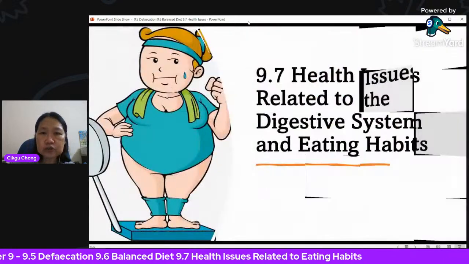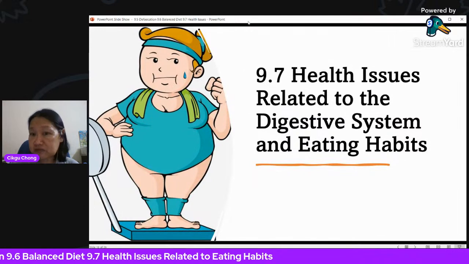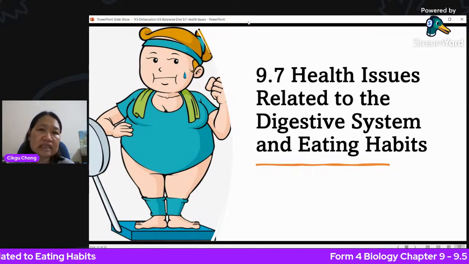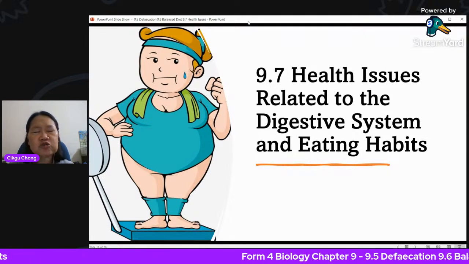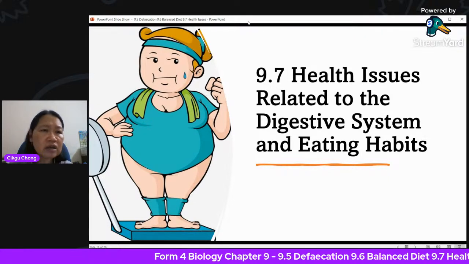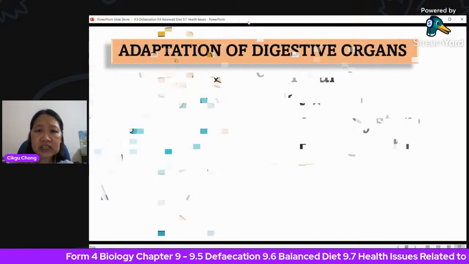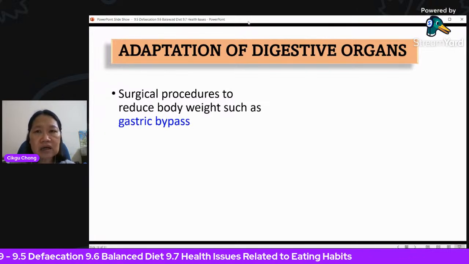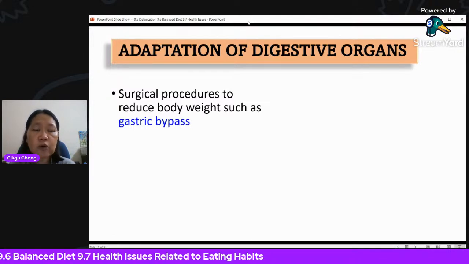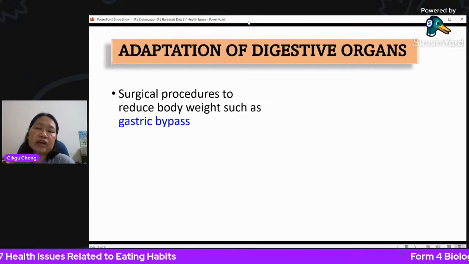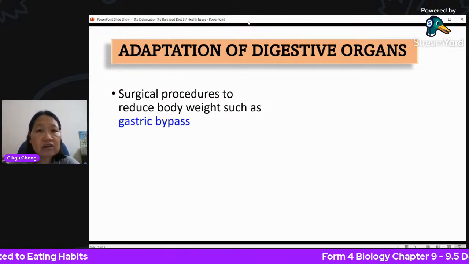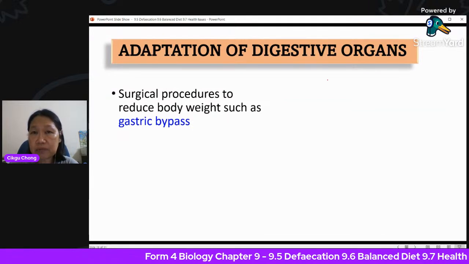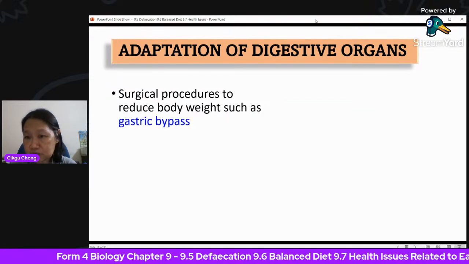Okay, let me go on to health issues related to digestion and eating habits. Some people have very bad eating habits. They're not healthy, maybe because of their stress, their lifestyle and so on. So they're not eating well, and because of that they have problems like this. Some of them have obesity problems. You can ask them to diet, but if everything else fails, there's one quite extreme process, a surgery that you can do.